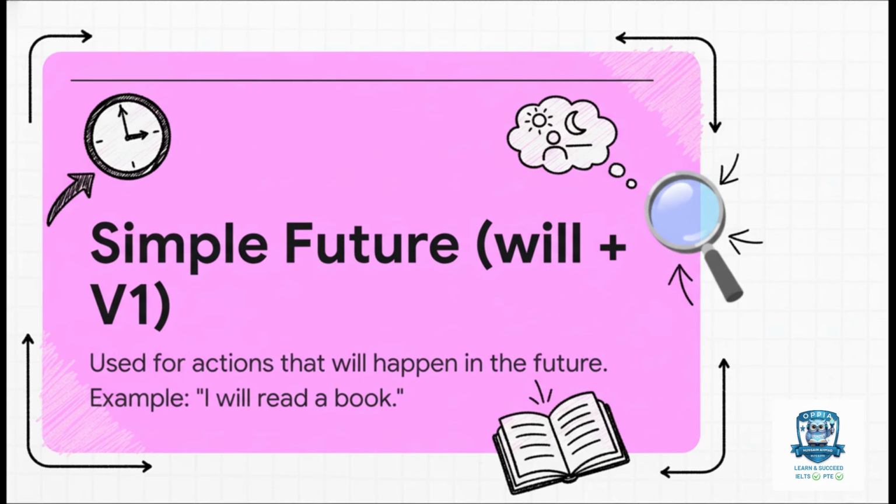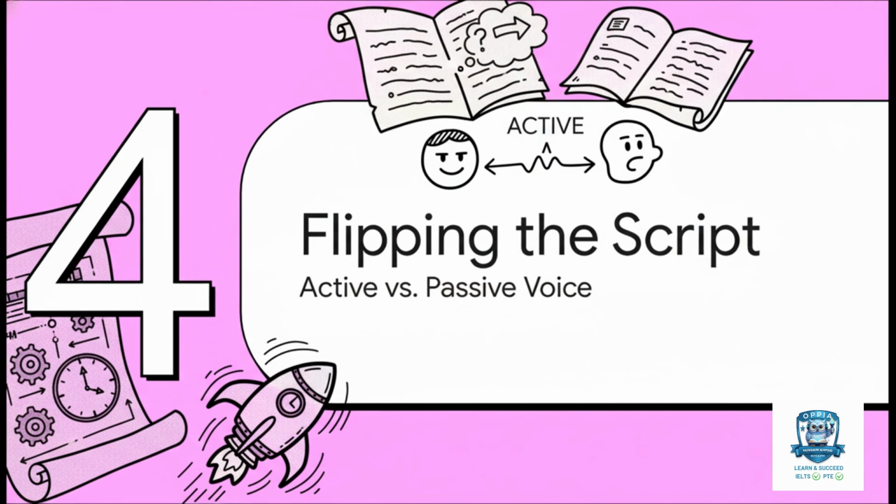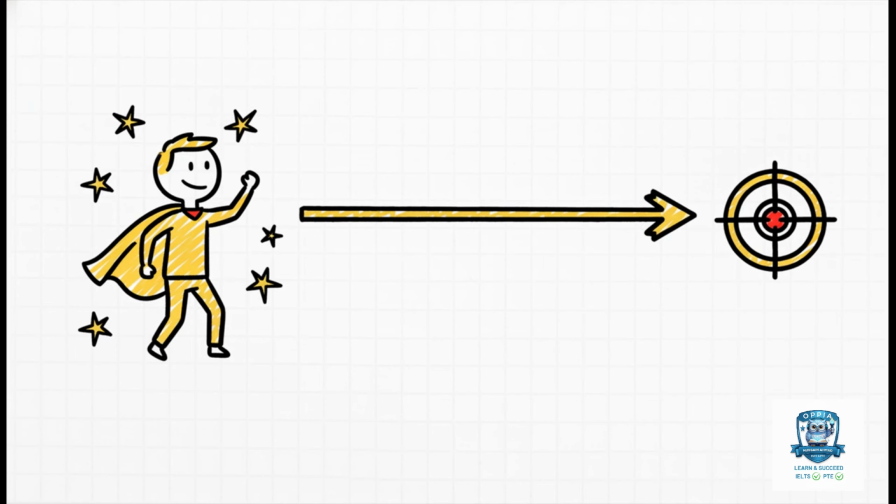So, we have our blueprint, we have our time-traveling engine. Now let's get into a slightly more advanced technique. It's time to learn how to flip the script by using active versus passive voice. Okay, for 99% of your communication, the active voice is going to be your absolute best friend. Why? Because it's direct, it's clear, and it has energy. The subject, the star of the show, is right there at the beginning doing the action. It just makes your sentence so much easier to understand.